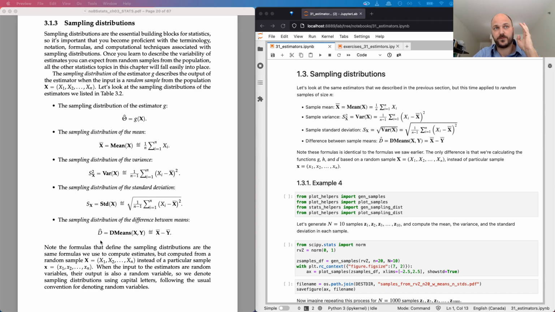We're focusing on 4 estimators, and these are their sampling distributions. So the sampling distribution of the mean is what you get if you compute the mean from a random sample. The sampling distribution of the variance is what you get if you compute the variance from a random sample. So the formulas are exactly the same as what we saw above, but now we're using capital letters. So it's not a particular x, it's the random variable X. Okay, so nothing new mathematically speaking, but we're using capitals.